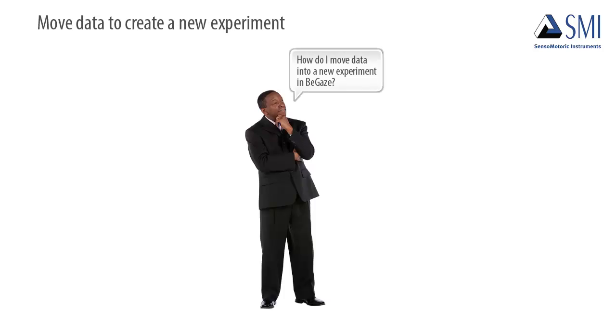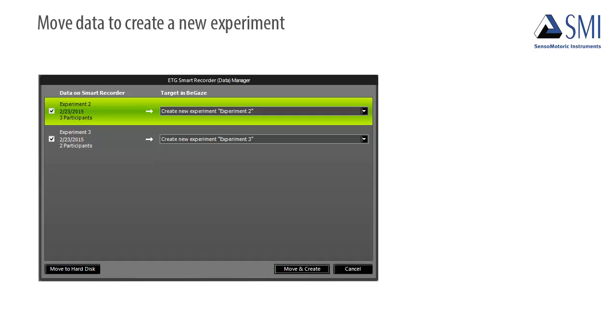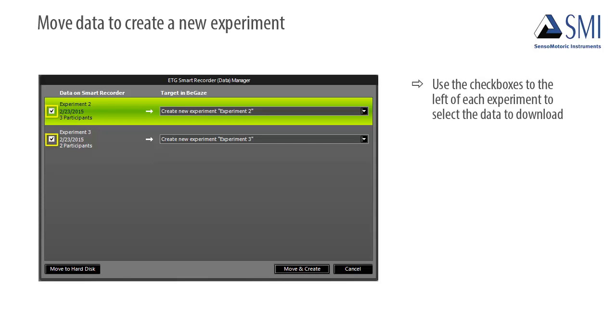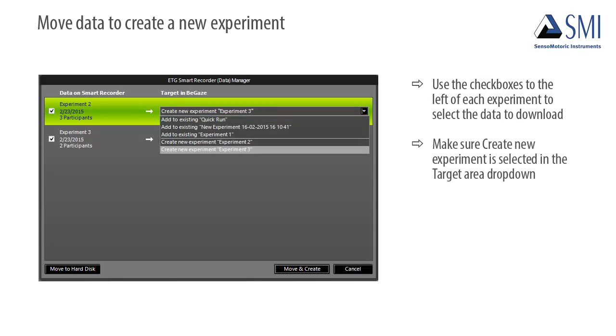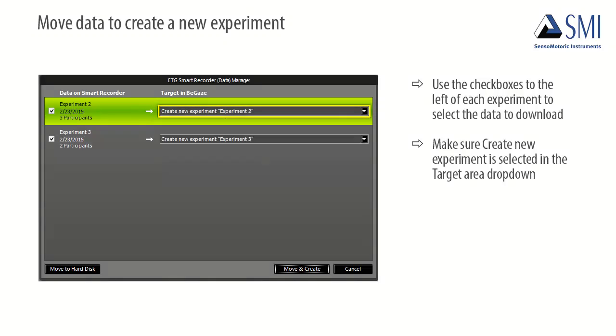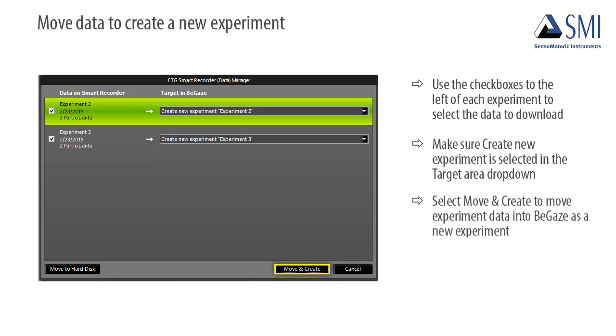Let's look at how to move data into a new experiment within BeGaze. To download data into a new experiment, first check the checkbox in front of the experiment to choose that data. Select Create New Experiment from the drop-down menu and choose which experiment if there are multiple options. Then select the Move and Create button. A new experiment will be created that will contain the data that you selected for download.